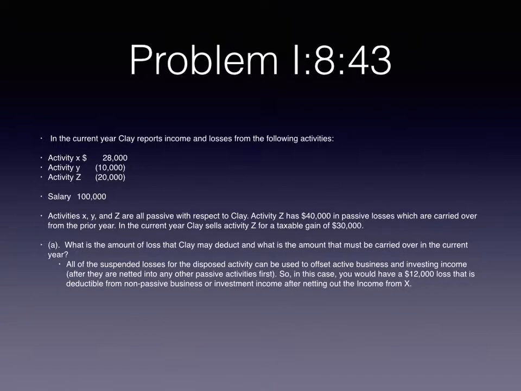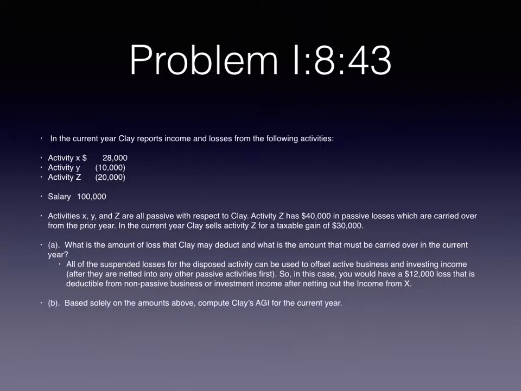So first, of that $40,000, we have to apply any of that we can to passive activities. So that $28,000 of gain is netted against the $40,000 of passive loss. And when you net those two out, you're left with $12,000 of loss remaining that is allowed to be deducted from non-passive business or investment income.